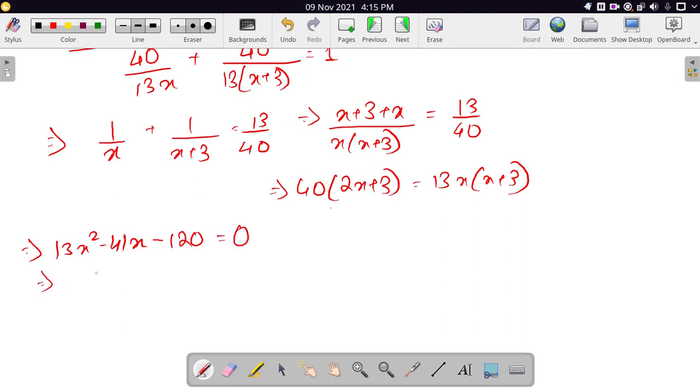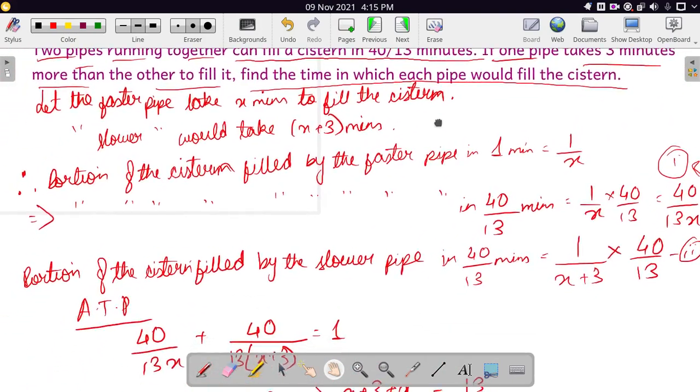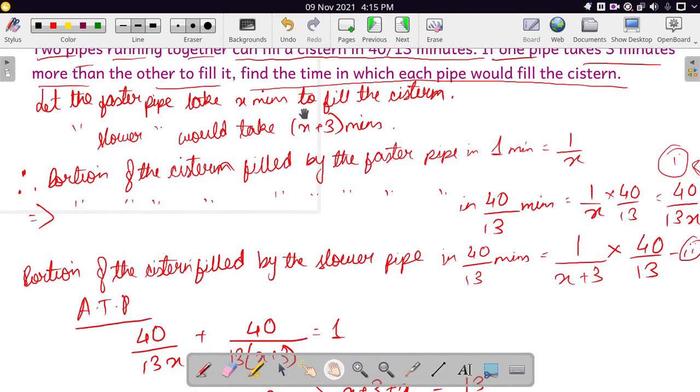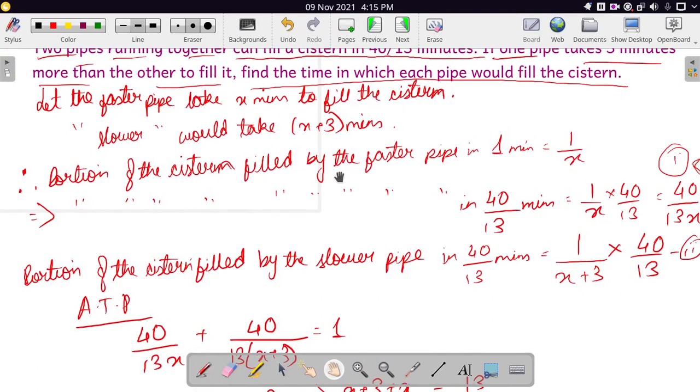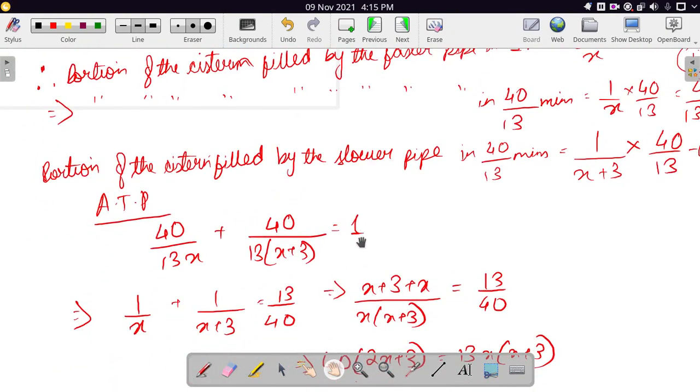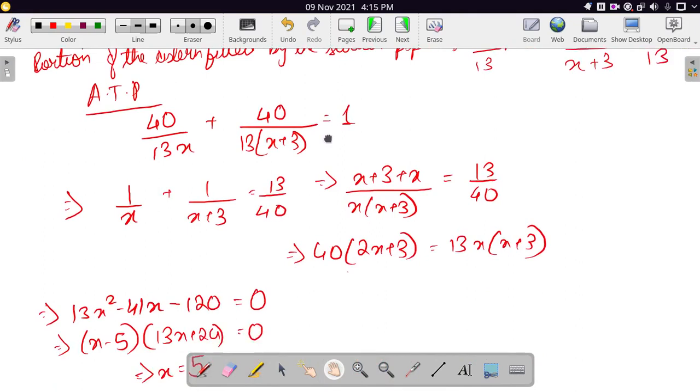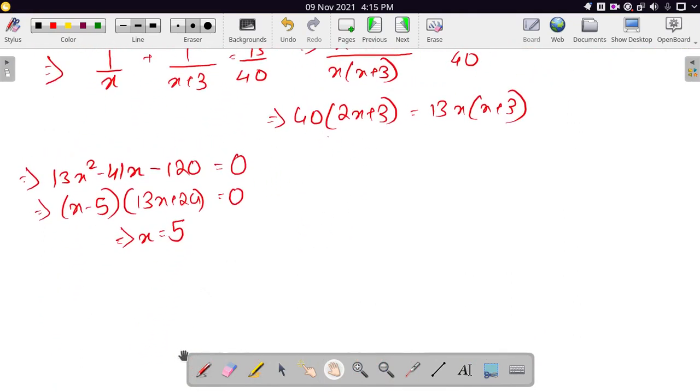Okay, now we just solve it. For solving it, you will see that it comes out to be x minus 5 into 13x plus 24 is equal to 0. x cannot be negative for obvious reasons, so basically x is equal to 5. So what was x? Let us get back and see what was x. x was, let the faster pipe take x minutes to fill the cistern. So x was the time taken by the faster pipe to fill the entire cistern when the second slower pipe is not working. Okay, so what will be our answer line?